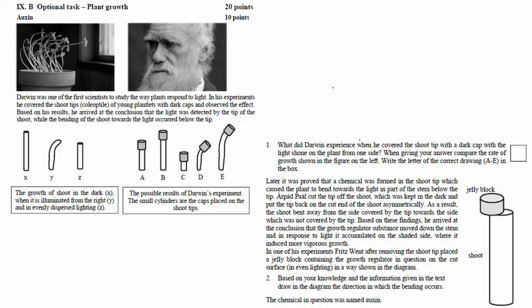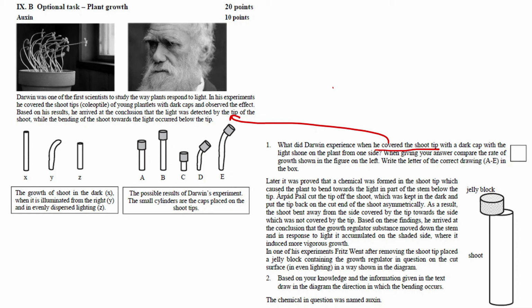Okay, so basically here everything is written down in the text. If he covered the shoot tip, obviously light couldn't reach it, therefore no bending occurred because the tip was not stimulated. We can read it in the text as well, that is the part which is detecting the light. And also, if you remember what we have learned about auxin, it is produced in the apex of the plant, and if the light is coming from one side, auxins will be redistributed on the shaded side of the plant.